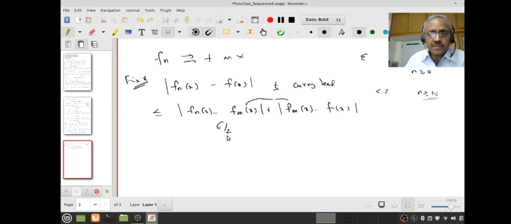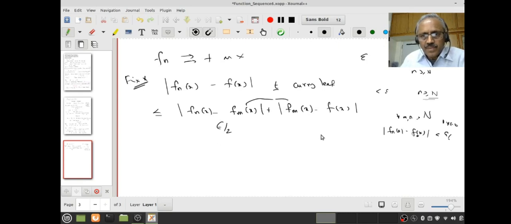Remember, fn is uniformly Cauchy. Therefore, for the given epsilon, there exists a capital N, so that mod fn x minus fm x for m and n greater than or equal to N will be less than epsilon by 2. You understand? Now this is true for every x in capital X. Therefore, independent of x, this fellow is less than epsilon by 2. Do you understand? Right? But I want this also less than epsilon by 2.